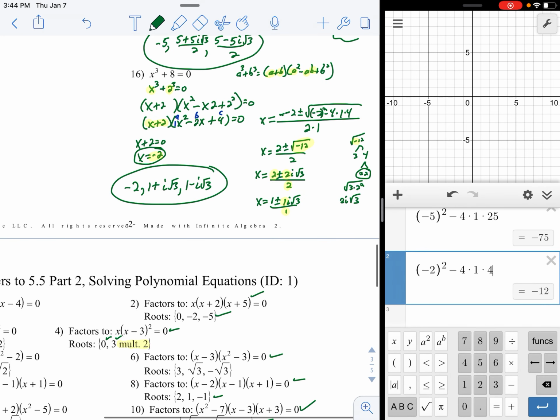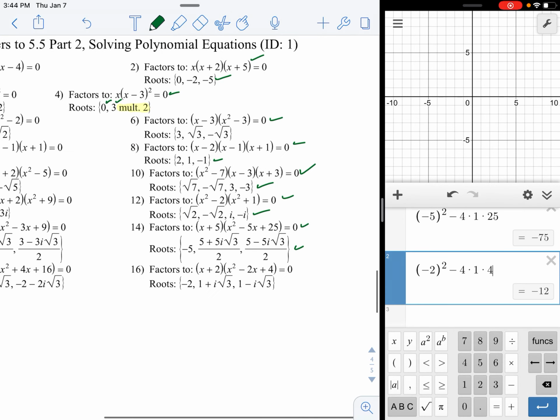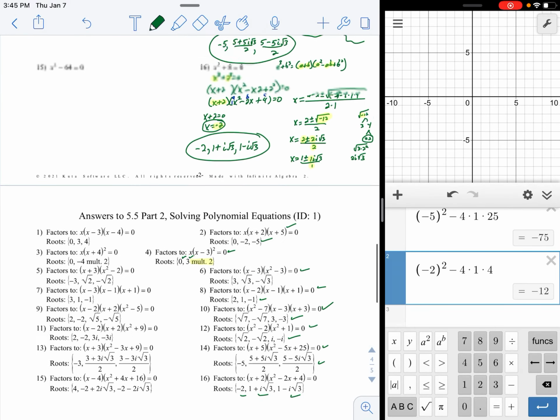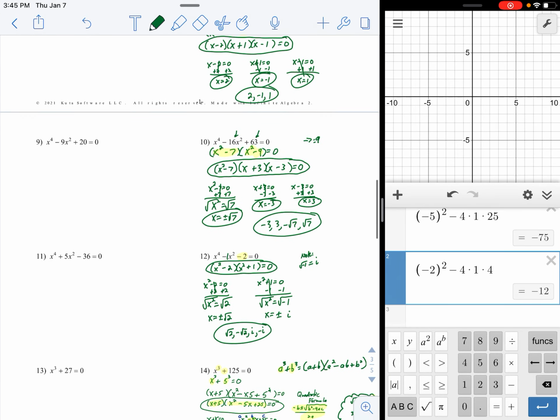There it is. Holy smokes. So let's check number 16. -2, 1 plus i radical 3, or 1 minus i radical 3, yeah. Okay, so this is a challenge.